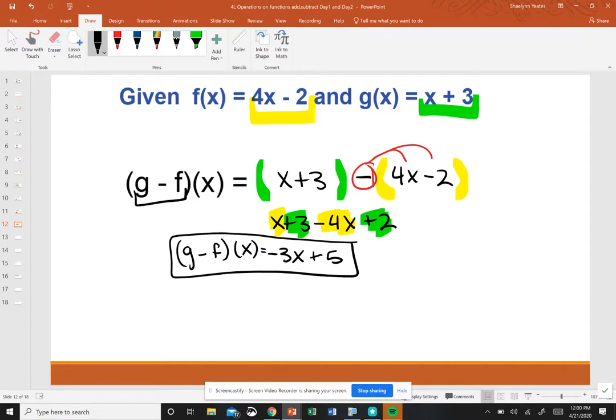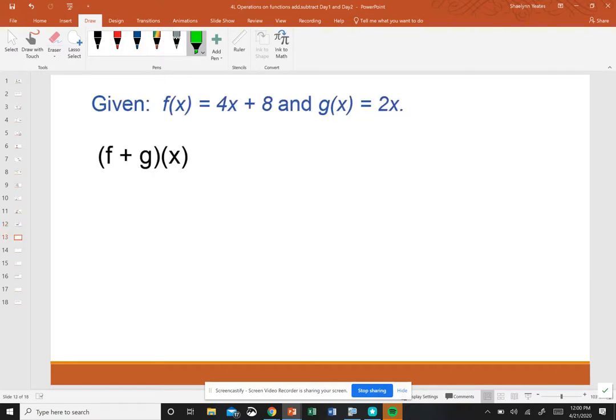Notice it doesn't always have to be f first. That's the biggest thing about this problem. The g is first, so the g function goes first. That's why. Okay, let's move on.